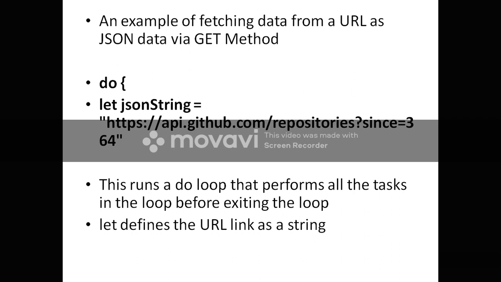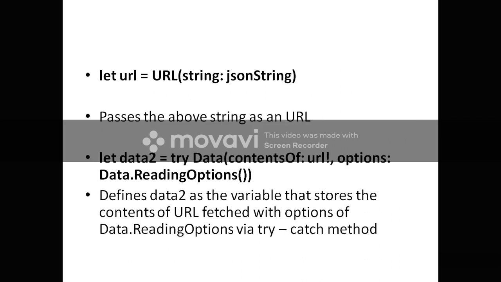The above code runs a do loop that performs all the tasks in the loop before exiting the loop. Let defines the URL link as a string. The above code passes the above string as a URL. The next example defines data as a variable that stores the contents of the URL fetched with the options of data.